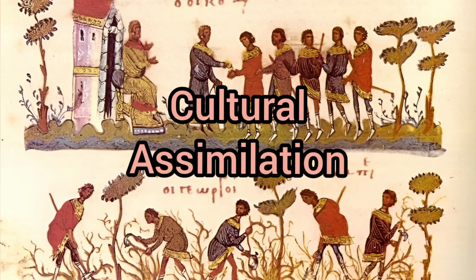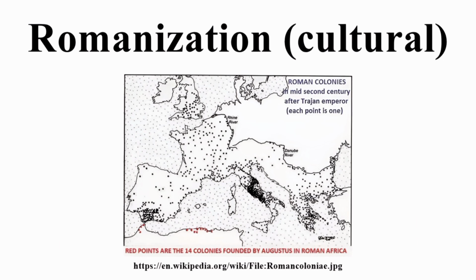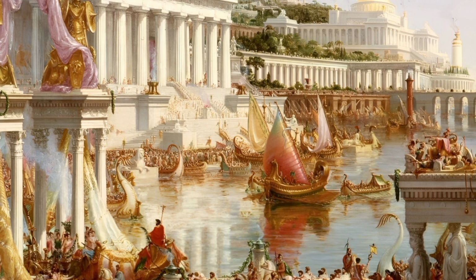Cultural assimilation. Rome's policy of incorporating conquered peoples into its society, known as Romanization, helped maintain stability and strengthen the empire. This allowed for a diverse, multicultural empire.